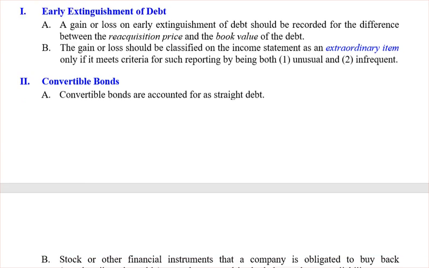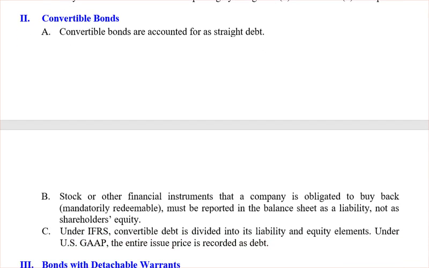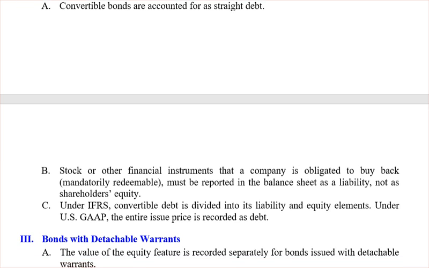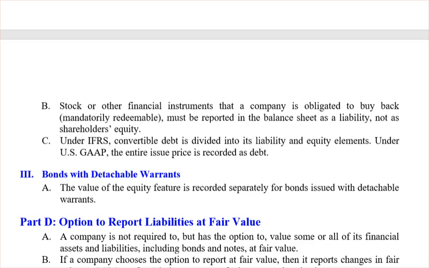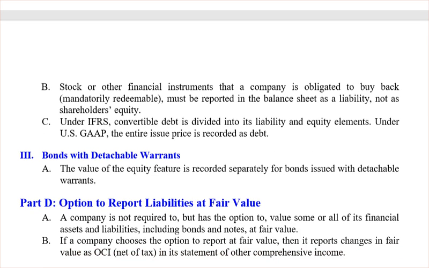Convertible bonds are debt. They are debt. I don't require you know IFRS, so they are debt. If you have bonds with detachable warrants, however, the warrants get a separate valuation. I think we cover this later when we get to our equity and start talking about equity at the end of the semester.